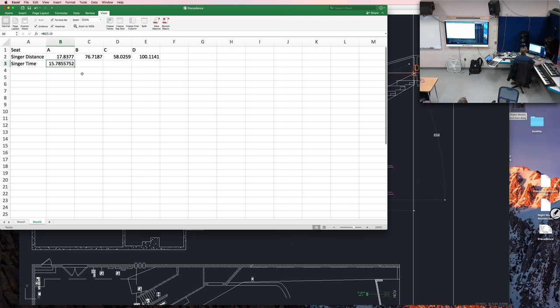And then this is just a cool little trick. If I just take this handle and drag it over there, it'll just copy that formula over to all the other cells, and then I don't have to put it in, and it automatically increments the cell for me.